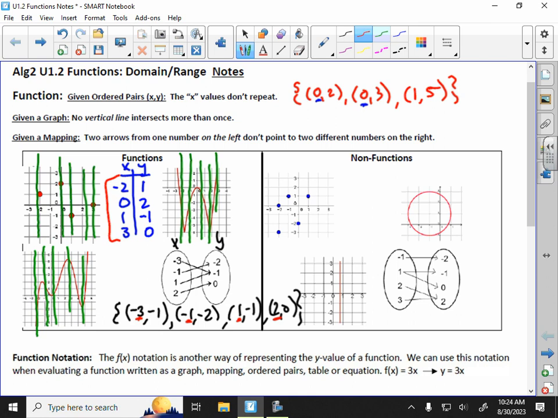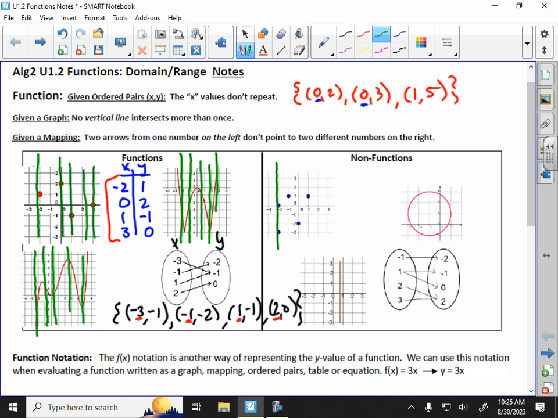All right, now let's look at some examples of things that are not functions. In the first one with these five points, if I draw a vertical line, I can pick up two points with one vertical line right there. As soon as I do that, I can see that this is not a function.